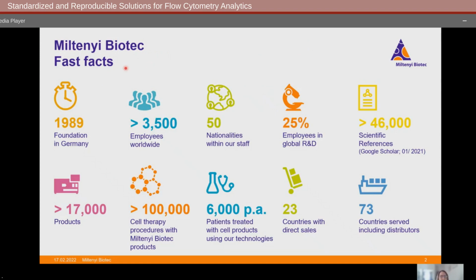So a little bit of fast facts, some information about Miltenyi Biotec. We were founded in 1989 in Germany. Right now we have more than 3,500 employees worldwide across a number of different countries, and currently have over 46,000, close to 50,000 different scientific references. We sell and provide greater than 17,000 different products, and notably, we're very proud to share that we have served and treated around 6,000 different patients worldwide using our technologies. So we really have been involved heavily in the cell therapy, immunotherapy space.